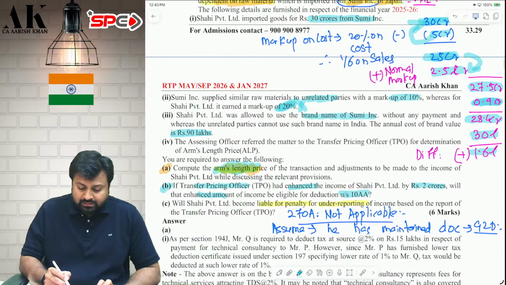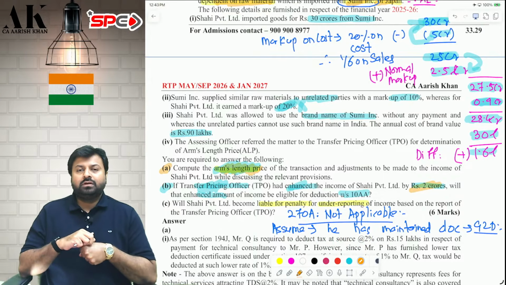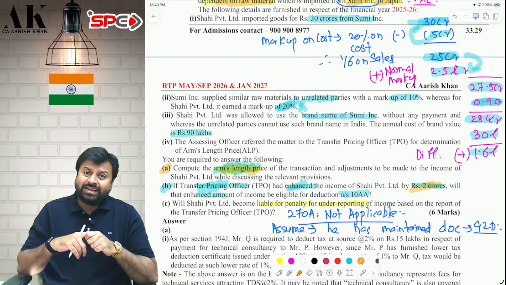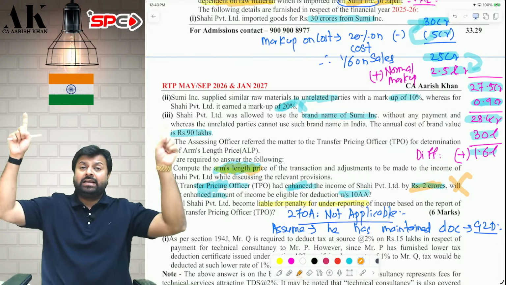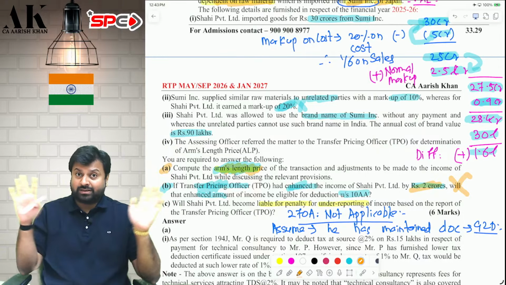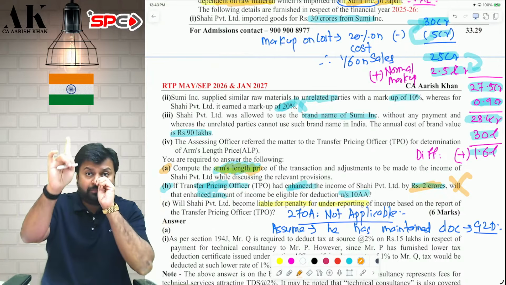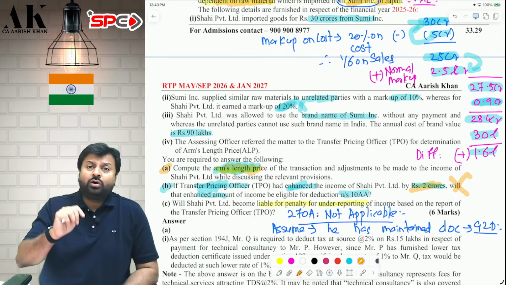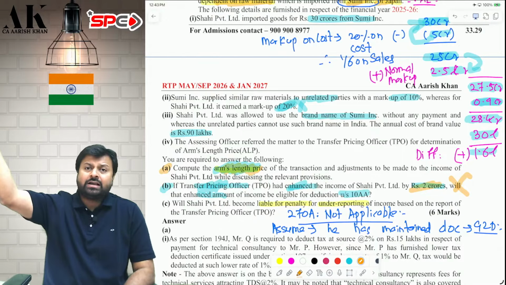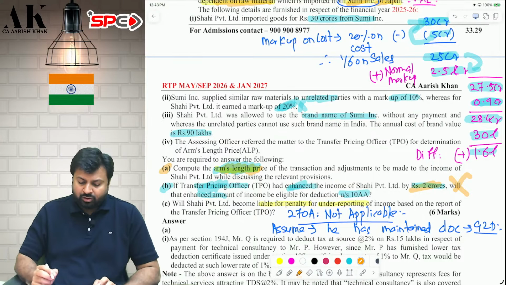Now, part 2. Suppose the TPO increases the income by 2 crore. Can I claim deduction of 10AA on 2 crore? No. You remember that? If the officer increases the income, then on the increased income you cannot claim Chapter 6 deduction and 10AA deduction, as per the first proviso to section 92C subsection 4. If the AO or TPO increases your income, then you cannot claim 10AA or Chapter 6 deduction on that. I hope it is clear to all of you.